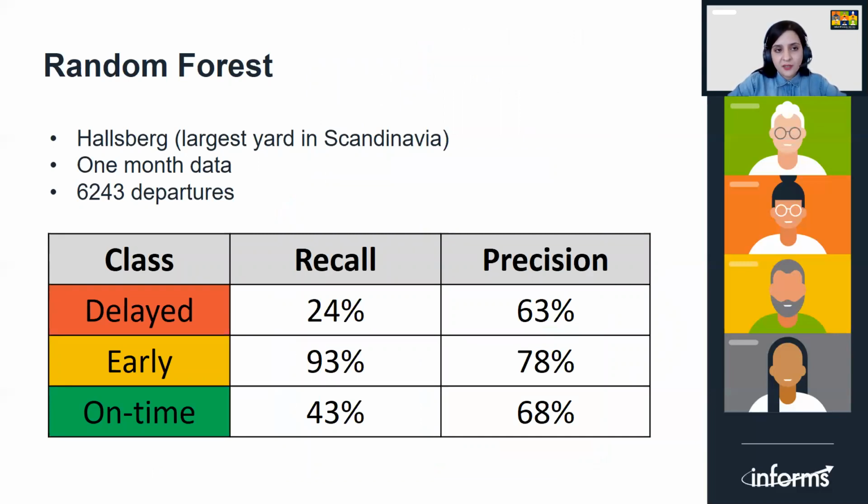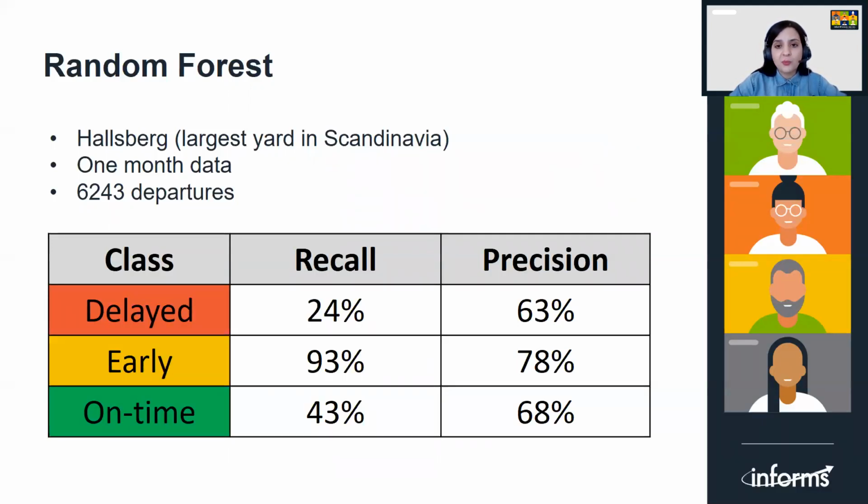Now I describe the results for the random forest. As I said, it was the best results we have obtained. Our data set was a 1-month data set, which comprised 6,243 departures. And this data was from Hallsberg Yard, which is the largest yard in Scandinavia, an important domestic yard for Swedish railways. If you want to evaluate the performance of a machine learning approach, there are different parameters for that, which are based on why and how we want to use our results.